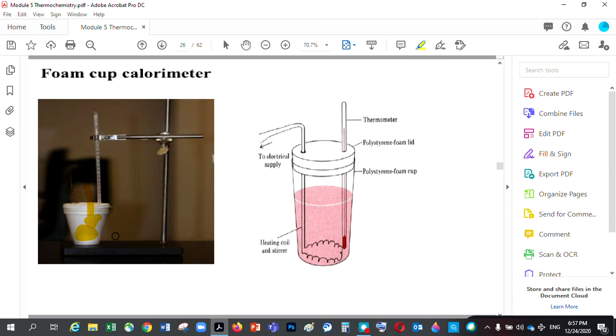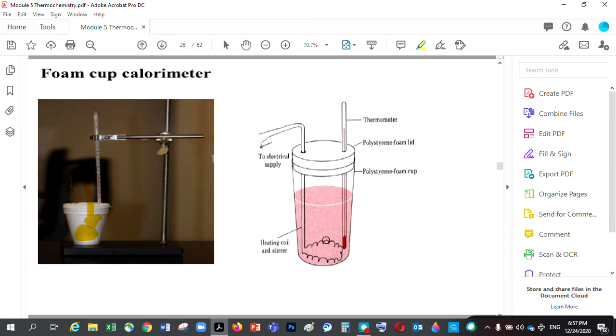Not with our hands, with the tongs, crucible tongs. We dump the metal inside, and the metal is about 50 to 60 degrees. So what's happened is, we put the thermometer inside, and you see the temperature will go up until it attains thermal equilibrium, and it stops. And then we record this temperature as the final temperature.